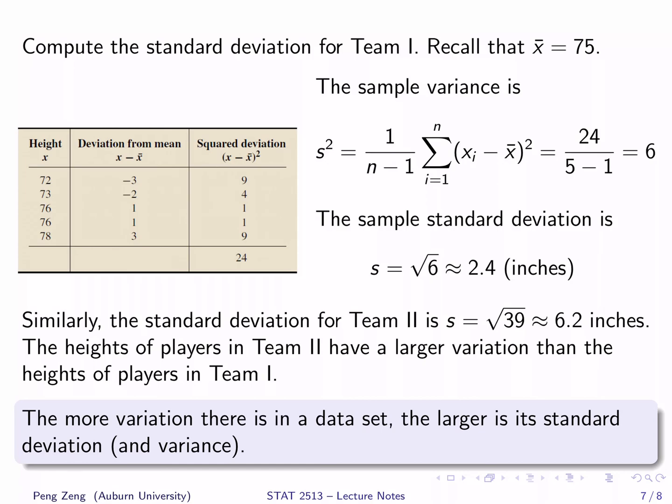Similarly, we can calculate the standard deviation of heights of players in Team 2. It is square root 39, or approximately 6.2 inches. The heights of players in Team 2 have a larger variation than the heights of players in Team 1. The standard deviation is also larger. Generally, the more variation there is in a dataset, the larger its standard deviation and variance.